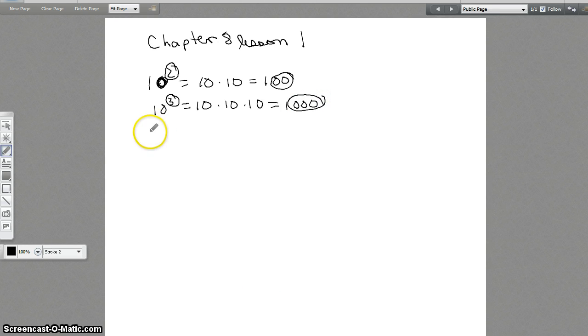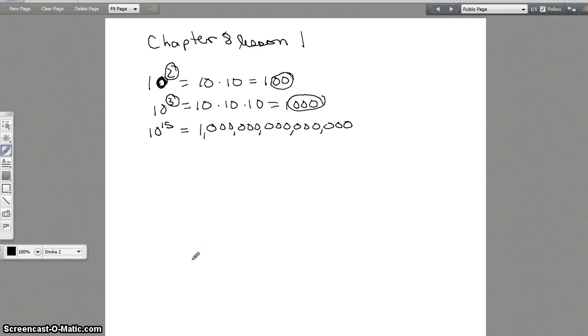So what do you think we would have with 10 to the 15th? We would have a 1 followed by 15 zeros. 1, 2, 3, 4, 5, 6, 7, 8, 9, 10, 11, 12, 13, 14, 15. So 10 to the 15th would be a 1 followed by 15 zeros, a very large number.